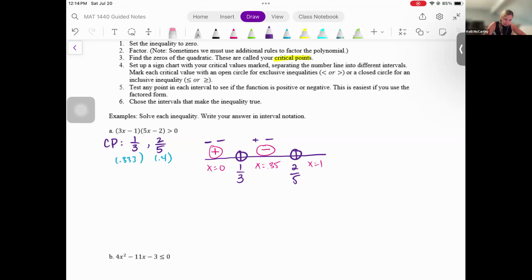And then plugging in x equals 1 into my first factor, that's going to be positive. X equals 1 into my second factor is also going to be positive. And the product of two positive factors is positive.